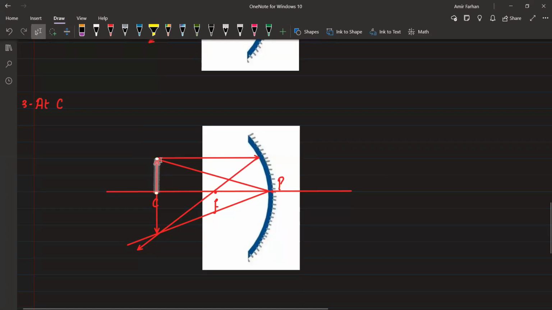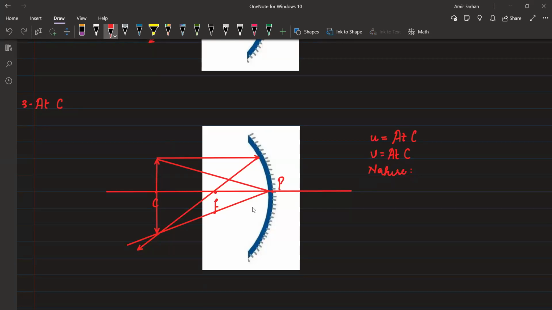So the image will form at C. It means that if you place the object at C, the image will form at C itself and will be of the same size as well. So U is at C, V will also be at C. And your nature of image will be, can anybody tell me?